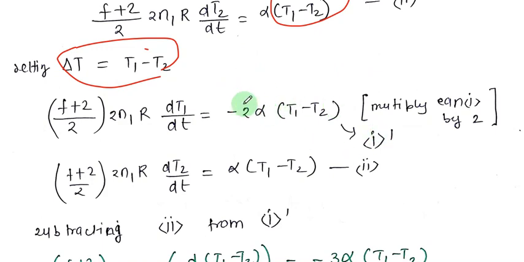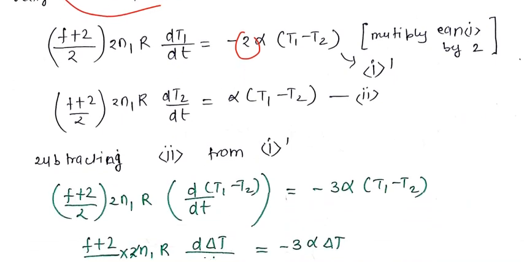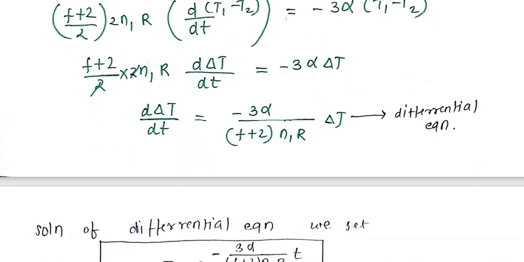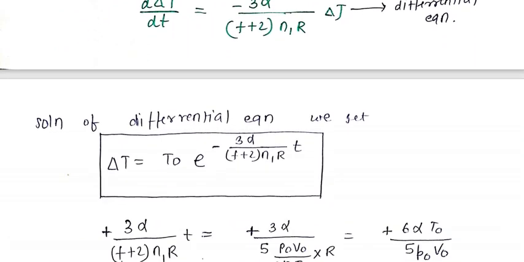We multiply the upper equation by 2 and then do the addition and subtraction. So here we get the subtraction as d delta T by dt is equal to minus 3 alpha delta T, and when we solve this we get this equation, and this is our differential equation. This is like the radioactive decay equation.